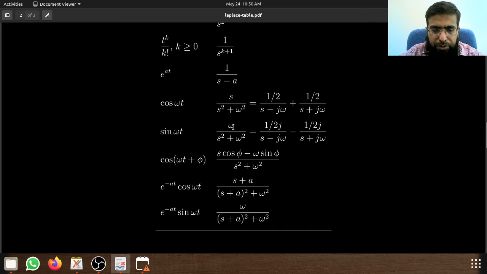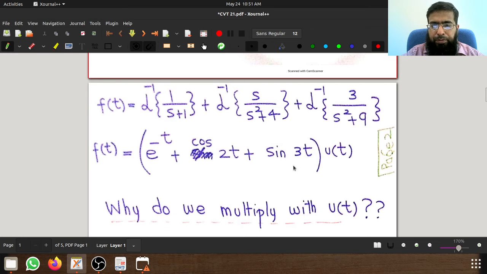The Laplace transform of sine omega t is omega over s squared plus omega squared. So if you put omega equal to 3, that would be 3 over s squared plus 3 squared, which is 3 over s squared plus 9. That is the Laplace transform of sine 3t.